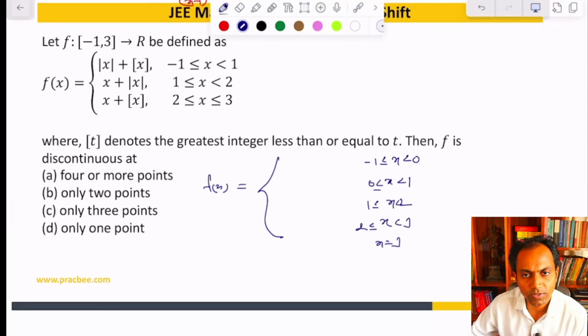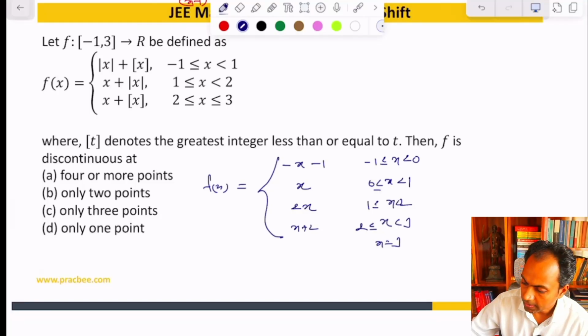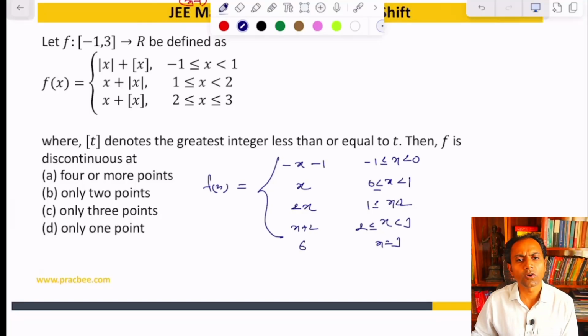So between -1 and 0, the value of the greatest integer function becomes -1. Mod will open with a negative sign. So minus x minus 1. Between 0 and 1, GIF becomes 0. This becomes x. Between 1 and 2, you can clearly see that the mod will open with a positive sign. So it becomes 2x. And the last part, between 2 and 3, this becomes 2. So x plus 2. And ultimately at 3, if you put the value 3, this becomes 3 plus 3, 6. We have got the function.